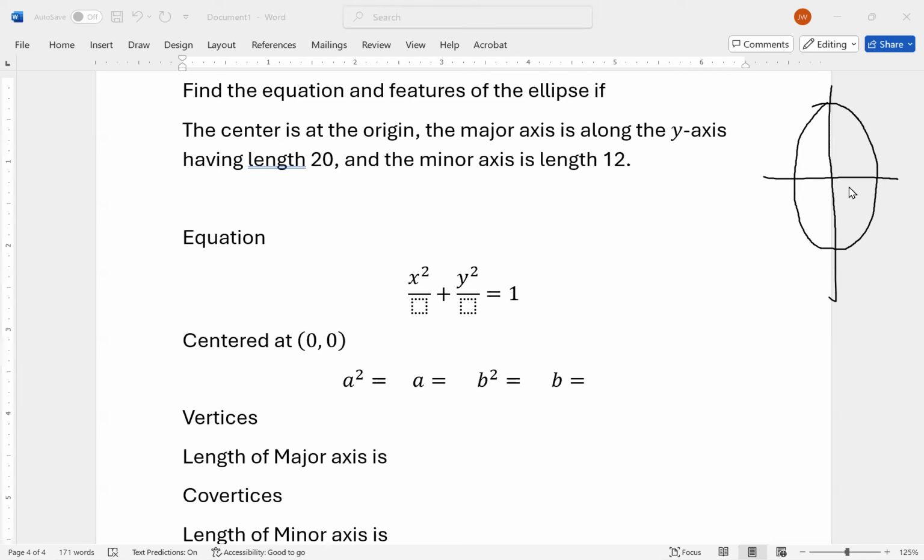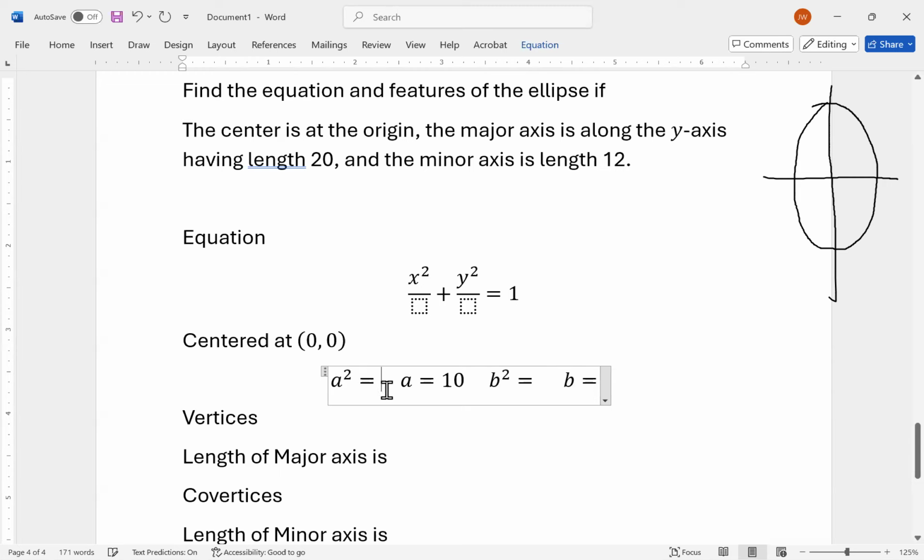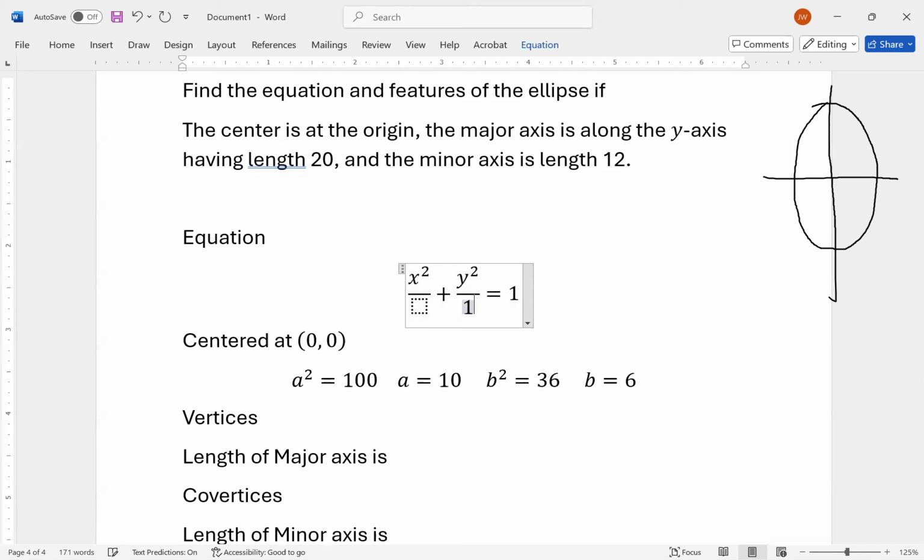All right. So if the major axis has length 20, that means A has to be 10. And therefore A squared has to be 100, because 10 squared is equal to 100. B, since the minor axis has length 12, B is length 6, and B squared is 36. Now be careful, we've stretched out more along the y direction than along the x direction. And therefore, the 100 is going below the y squared, and the 36 is going below the x squared.